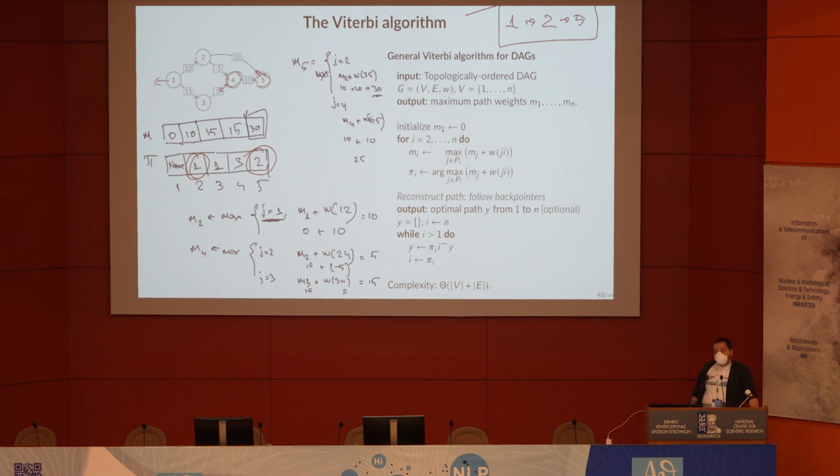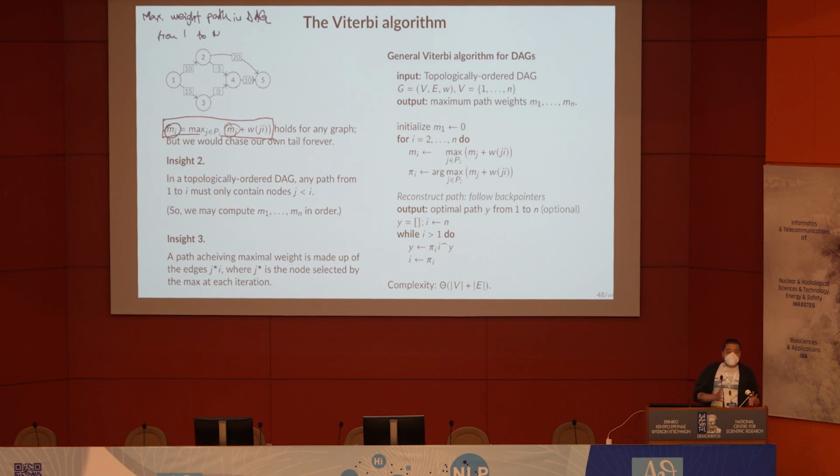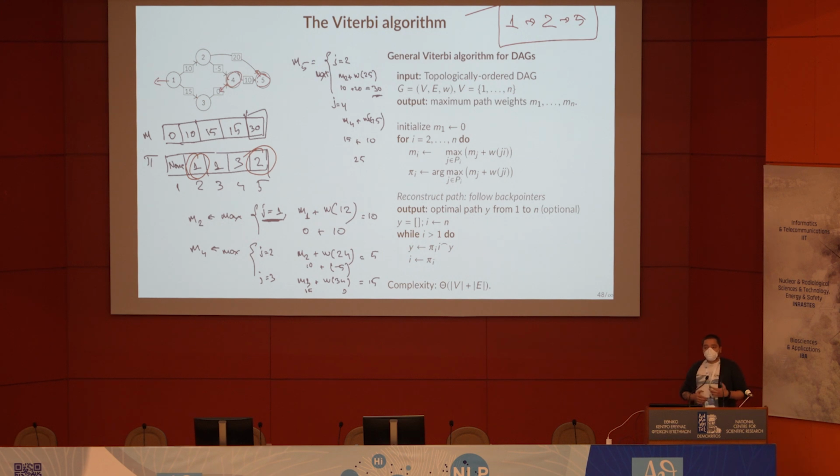So hopefully this convinced you. If you want a proof, it basically comes down to the 3 insights from before. Because the algorithm is essentially just those insights put together. So this is the Viterbi algorithm. It can find us the weight of a maximum path from 1 to n in a DAG, as well as one such path with this weight by following the back pointers.